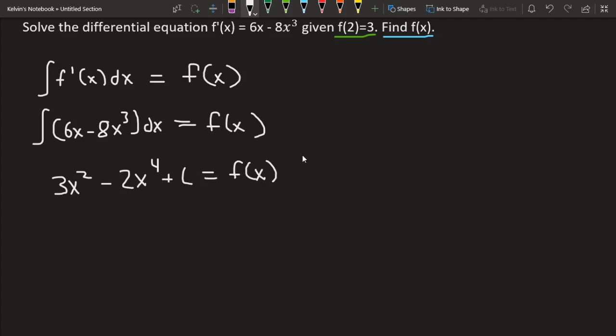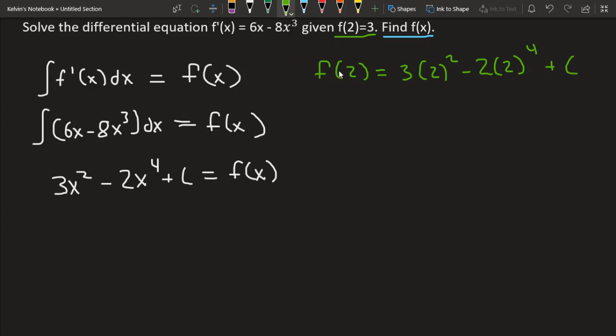Now, in order to find the particular solution of f of x, we need to utilize the given information, also known as initial conditions, and in this case it states that f of 2 is equal to 3. So we can plug that in like we did last problem, and we would get that f of 2 is equal to, and we just take this equation right here, 3 times 2 squared minus 2 times 2 to the fourth plus c.